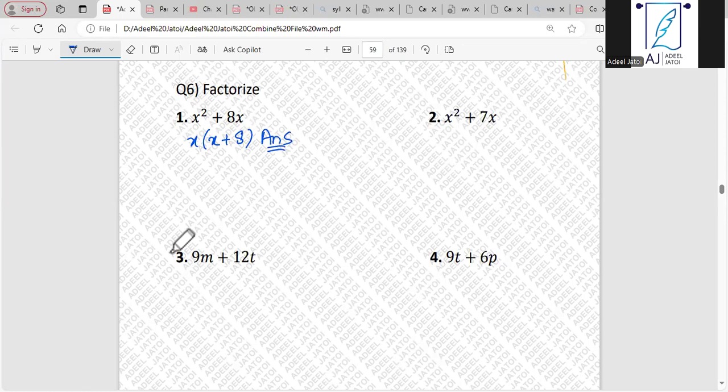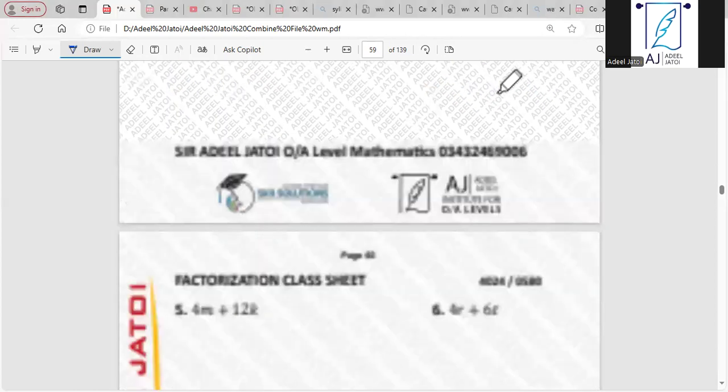X square plus 7, what is the common number? Remember in the variable, your lesser power will be the common number. So x square and x, what is the lesser power? X. If we take out x from x square, what are we left with? We are left with x only. And if we take out this x, what is left? 1. So the answer for this is x plus 7. And this will be your answer. Have I made myself very clear?